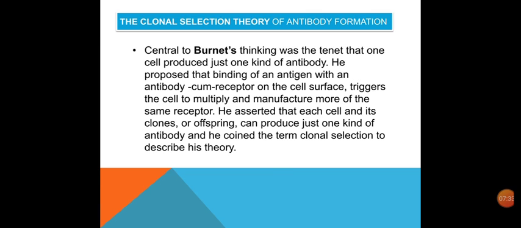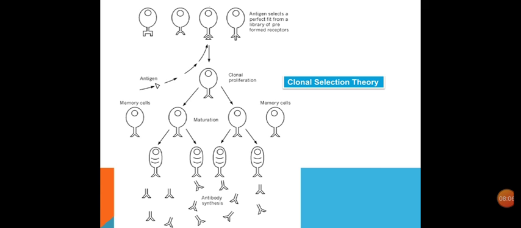Central to Burnet's thinking was the tenet that one cell produced just one kind of antibody. He proposed that binding of an antigen with an antibody receptor on the cell surface triggers the cell to multiply and manufacture more of the same receptor. He asserted that each cell and its clones or offspring can produce just one kind of antibody, and he coined the term clonal selection to describe his theory.